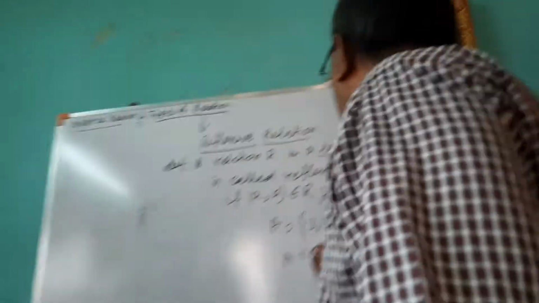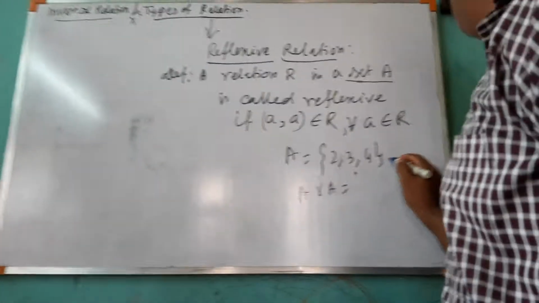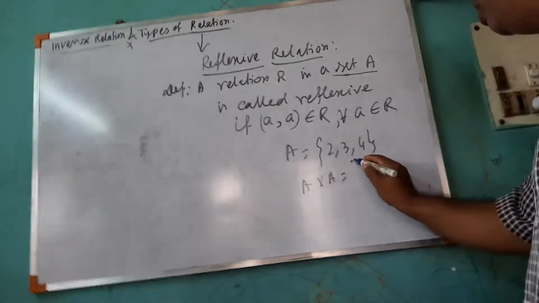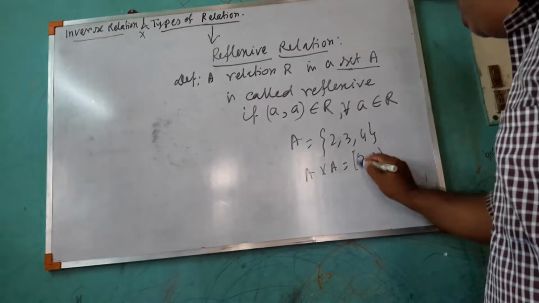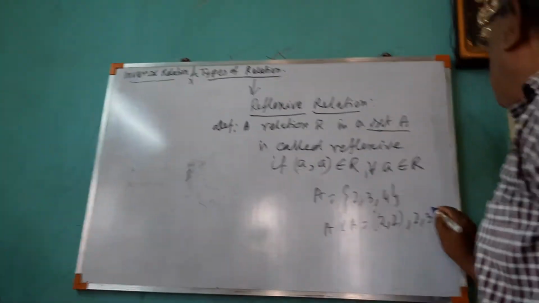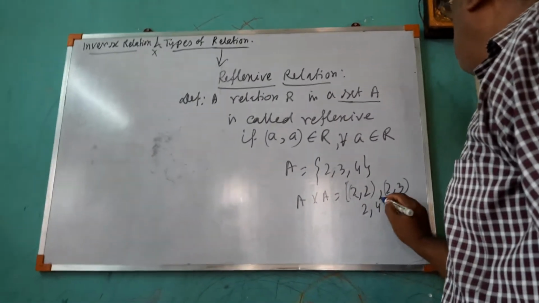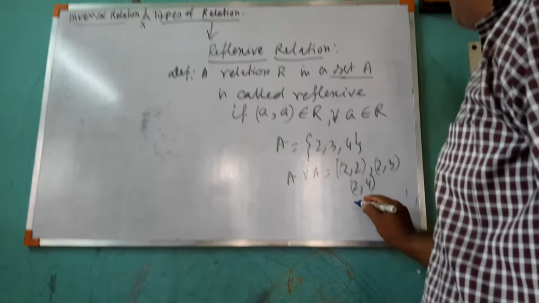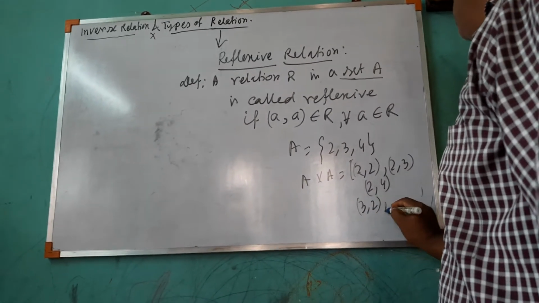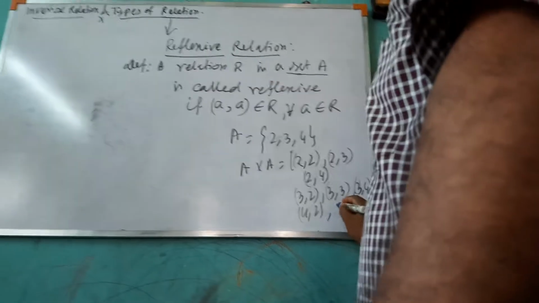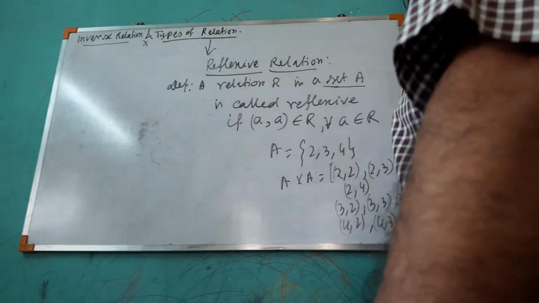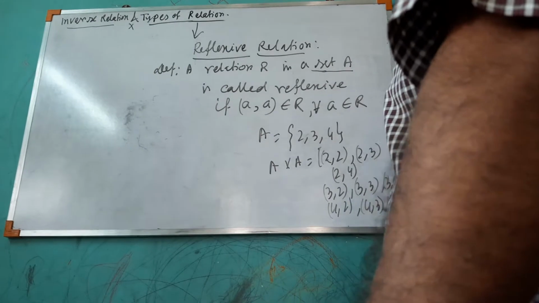Now what is actually A cross A? That is {2, 3, 4} cross {2, 3, 4}. That is (2,2), (2,3), (2,4), then (3,2), (3,3), (3,4), then (4,2), (4,3), (4,4). This is A cross A.